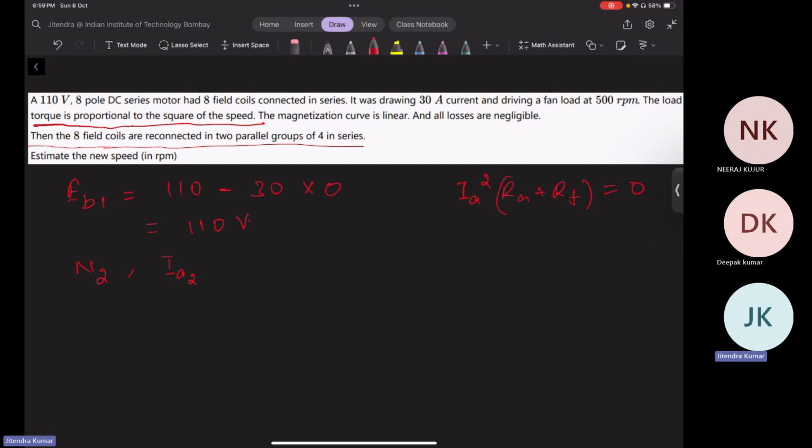So has he joined? Deepak has joined. Yes, sir, I have joined. Okay, now you are able to see the screen, right? Yes, sir.